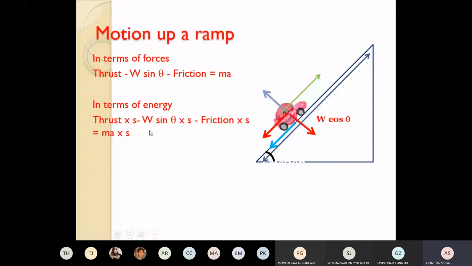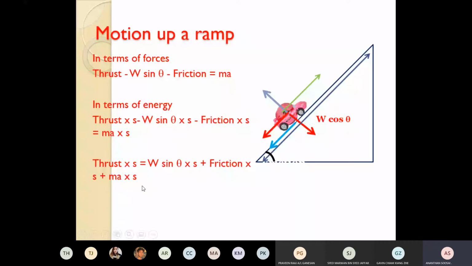Work done against weight is W sin theta times s. Work done against friction is friction times s, and MAs is the net force times s. Just multiply both sides by s. This is in terms of energy. Okay, so remember, we rearrange back. So thrust times s, the W sin theta s and friction, you put on the other side. The equation is going to be like this.